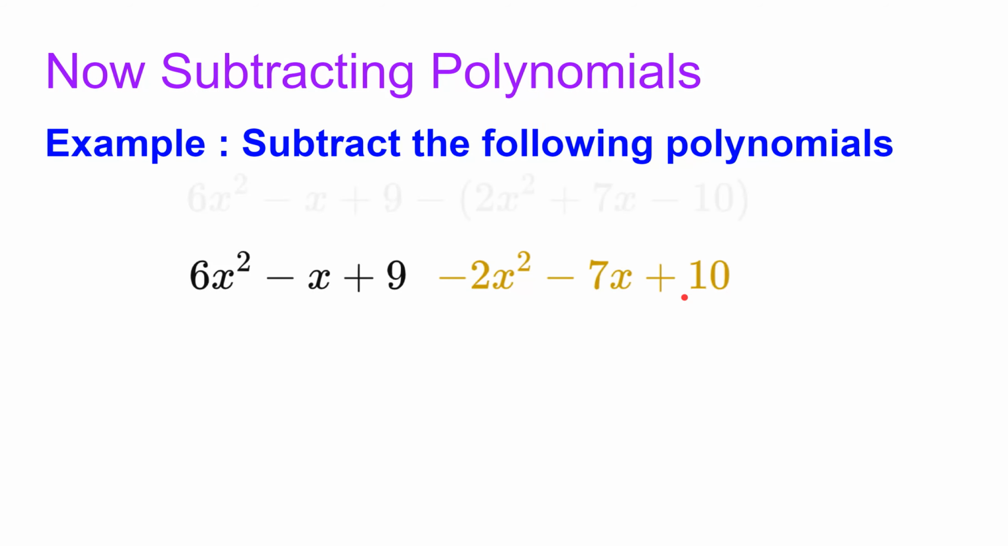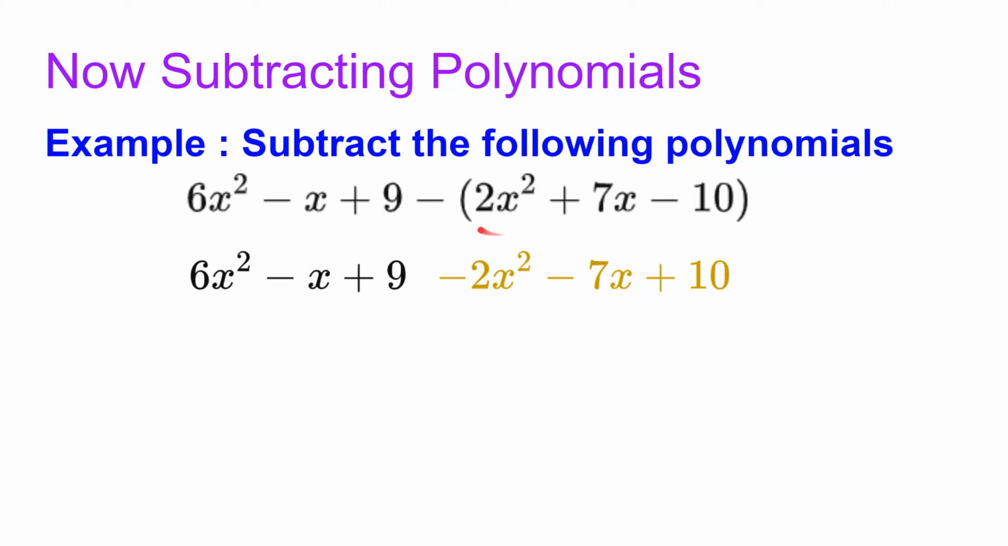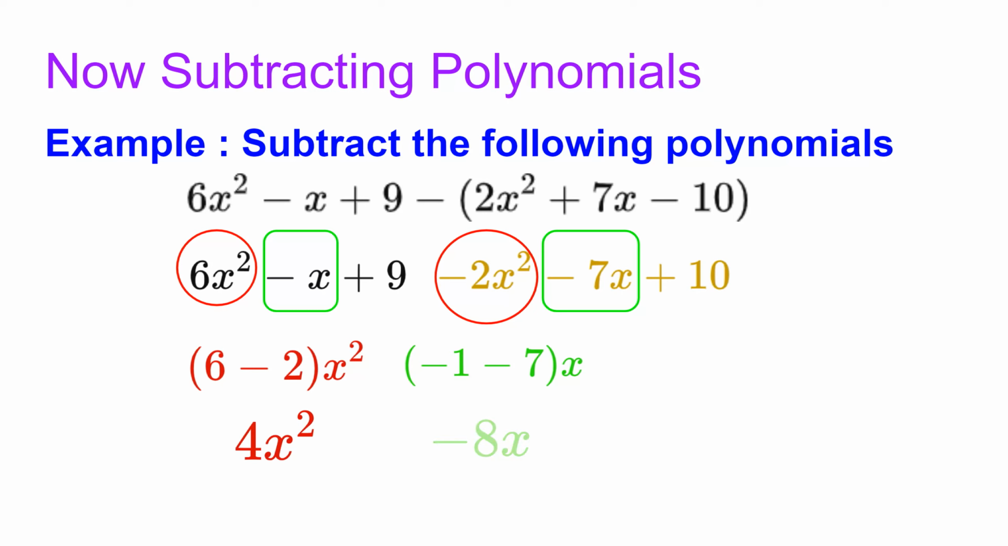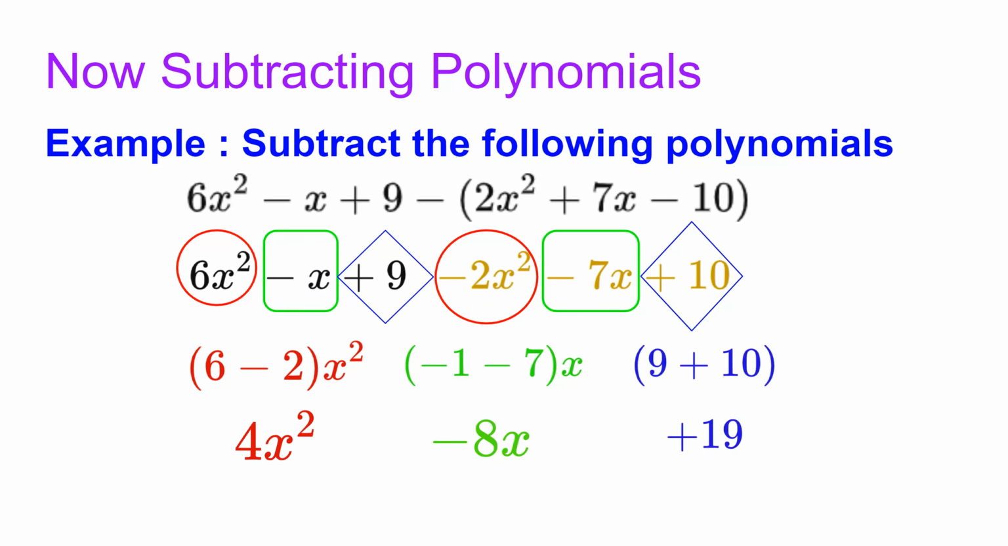Now if we have subtracting this from this, you notice that negative is going to go inside each one of the terms, switching the signs. So this becomes a negative, this becomes a negative, this becomes a positive. Now like we did in the addition, we combine the like terms. 6 minus 2, that becomes a 4. Negative x minus 7, negative 1 minus 7 is negative 8x. 9 and 10, it becomes a 19. And that's how we subtract polynomials.